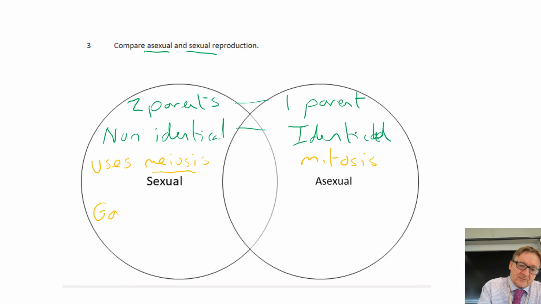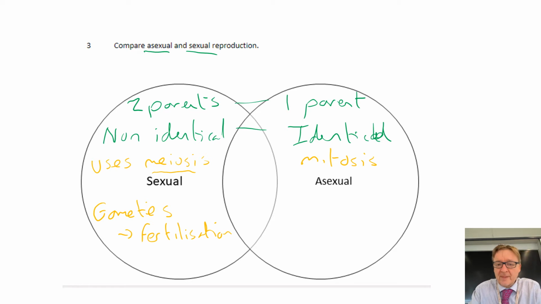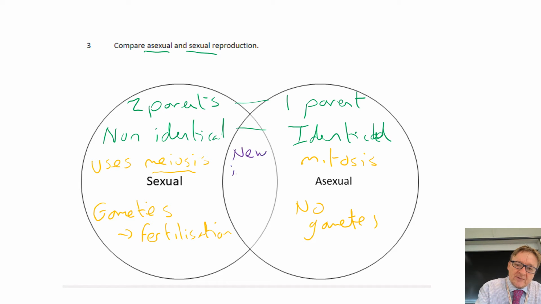Based on that, sexual reproduction produces gametes, which are your sex cells, which then leads to the fertilization process. In asexual reproduction, there are no gametes. Basically they've just got 1 and it divides into 2 and keeps on reproducing like that. There are also 2 that go in the middle. You will make a new individual, and both sets of genes are passed on.